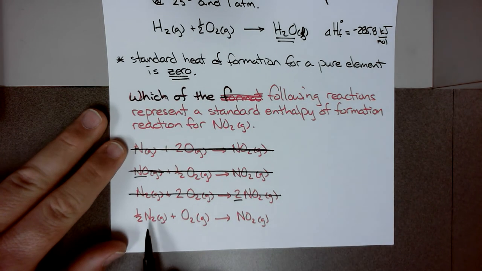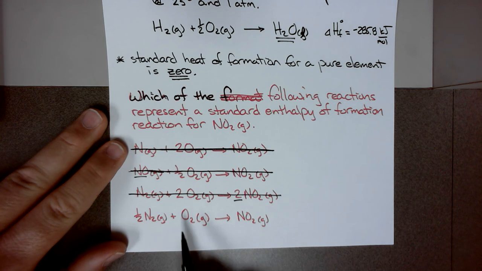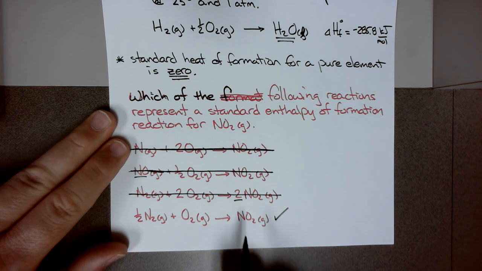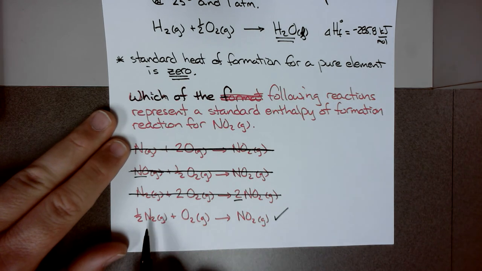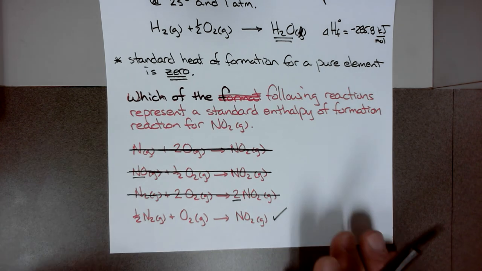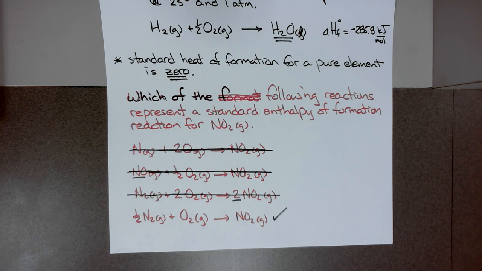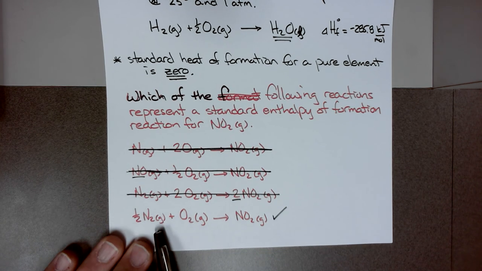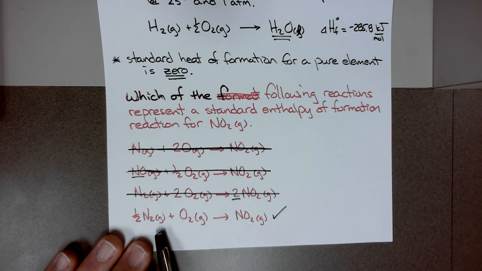So the last one, 1/2 of a mole of nitrogen plus a mole of oxygen gives you 1 mole of NO2. This is the correct one because we have 1 mole of the compound and we have the correct states and the correct elements that are forming this 1 mole of this compound. So you have to be able to identify the correct reactions that represent a standard enthalpy of formation reaction.